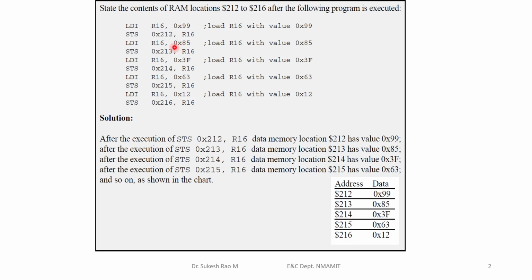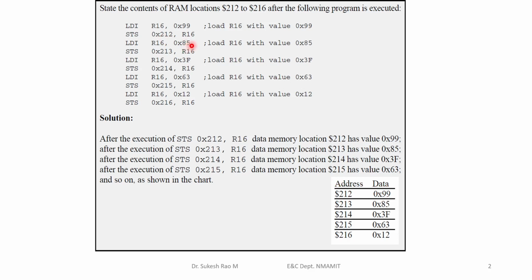Look at this. R16's value is being loaded immediately. 99 is loaded to R16, and then R16 is copied to 212. If you look at 212, obviously 99 will be the content of 212.